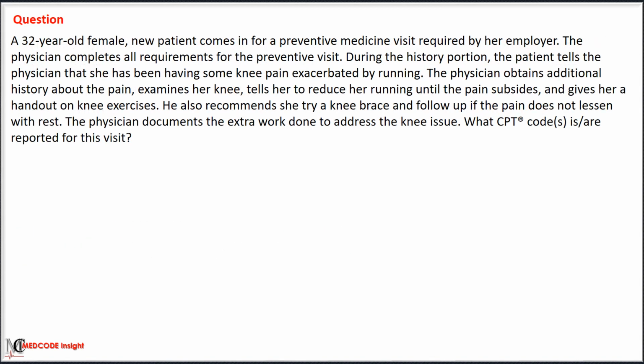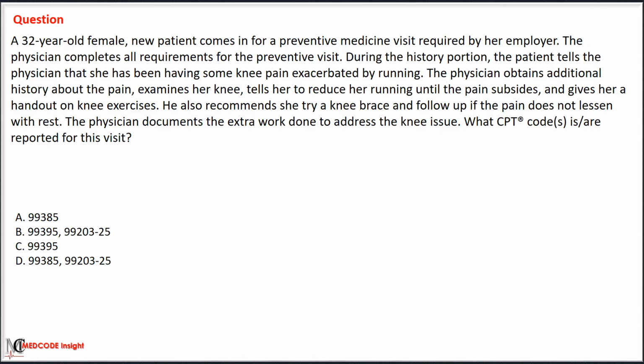A 32-year-old female new patient comes in for a preventive medicine visit required by her employer. The physician completes all requirements for the preventive visit. During the history portion, the patient tells the physician that she has been receiving some knee pain exacerbated by running. The physician obtains additional history about the pain, examines her knee, tells her to reduce her running until the pain subsides, and gives her a handout on knee exercises. He also recommends she try a knee brace and follow up if the pain does not lessen with rest. The physician documents the extra work done to address the knee issue. What CPT codes are reported for this visit?